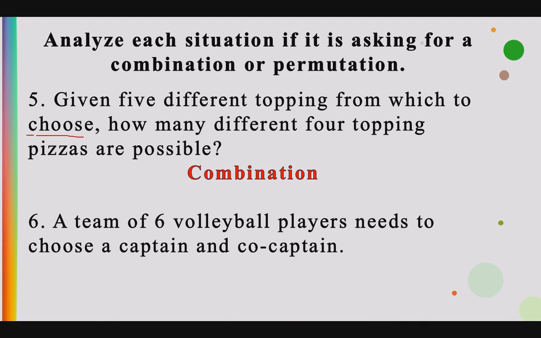A team of 6 volleyball players needs to choose a captain and a co-captain. So, ito na naman tayo. Mamimili daw. Pero kailangan ng captain at co-captain. Dito, meron nang position. May captain at may co-captain. So, ano kaya ito? This one is permutation kasi may arrangement na or may order na. Hindi porket may word na choose, combination agad. Isipin nyo, kailangan bang i-arrange? Importante ba ang arrangement ng problem na yun?